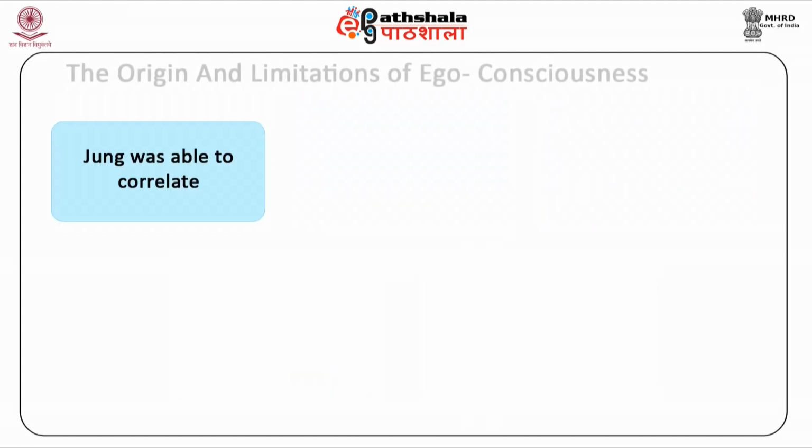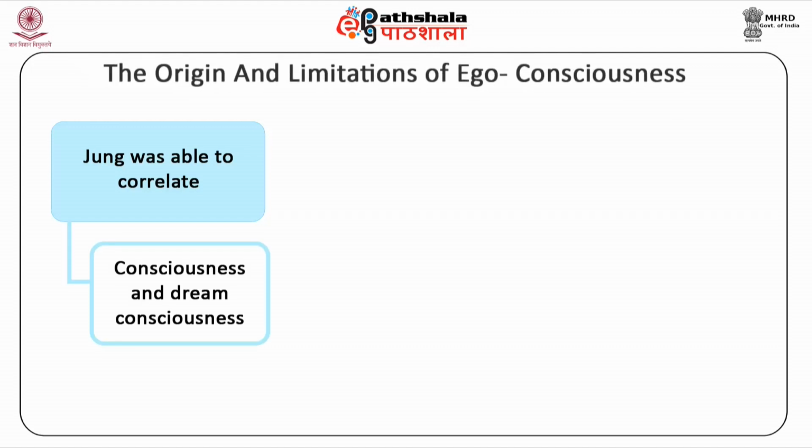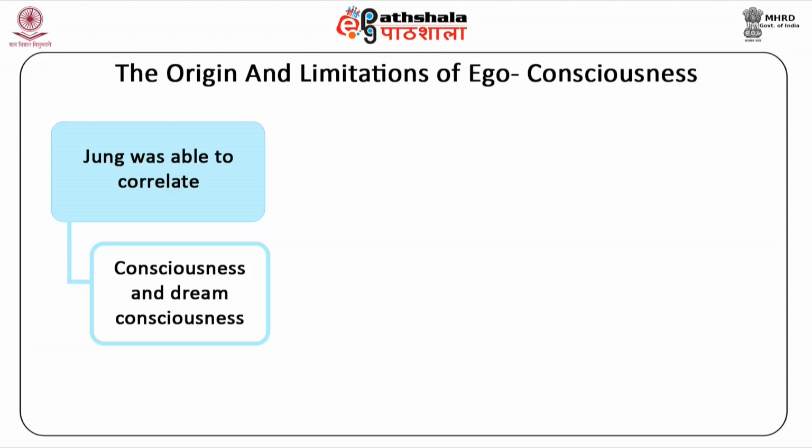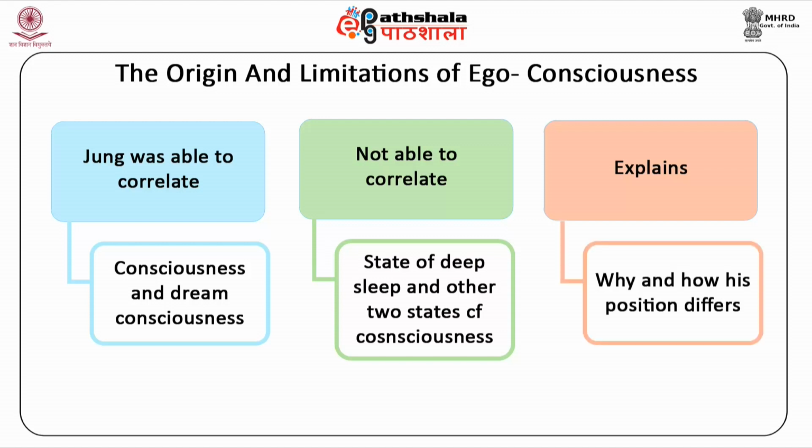Jung was able to make the correlation between waking consciousness and dream consciousness, a great and rare achievement, but he was not able to correlate the state of deep sleep with the other two states of consciousness. This in a nutshell explains why and how his position differs from other psychologists and how it differs from non-dual psychology.